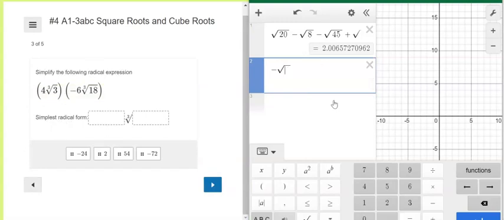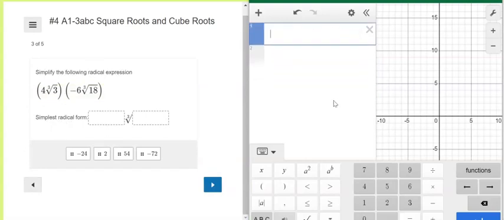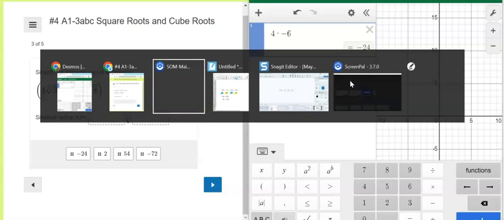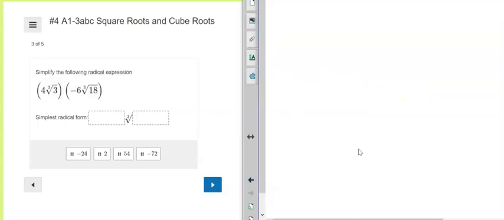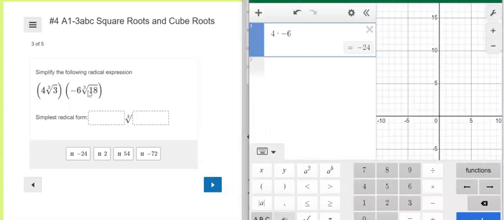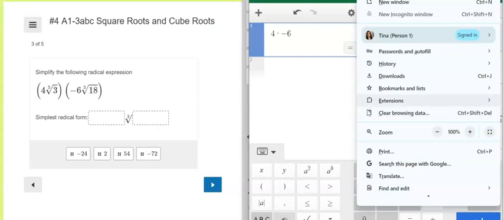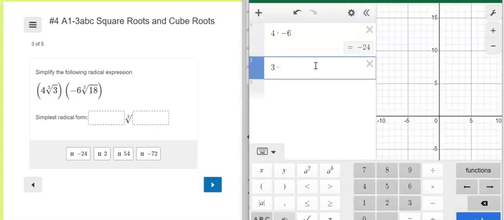This one, I need to go ahead and do it by hand because I don't have multiple choice here. But anyway, the first thing I need to do is combine the numbers on the outside. So I need to do 4 times negative 6 here, which is negative 24. So negative 24 will be the number on the outside. And then the number on the inside, I have to do 3 times 18, which is 54.